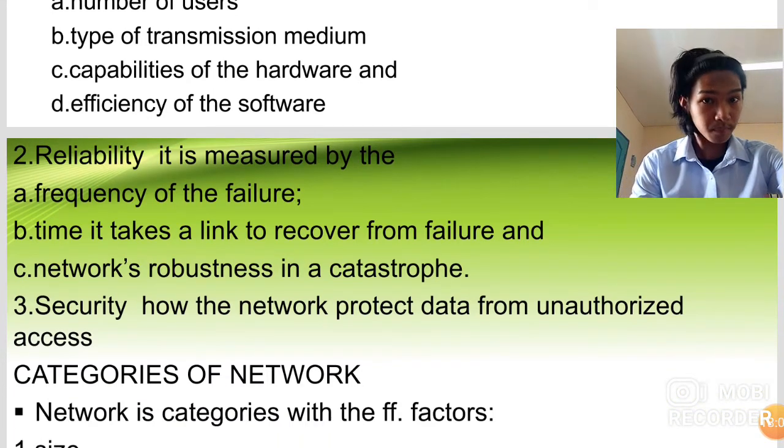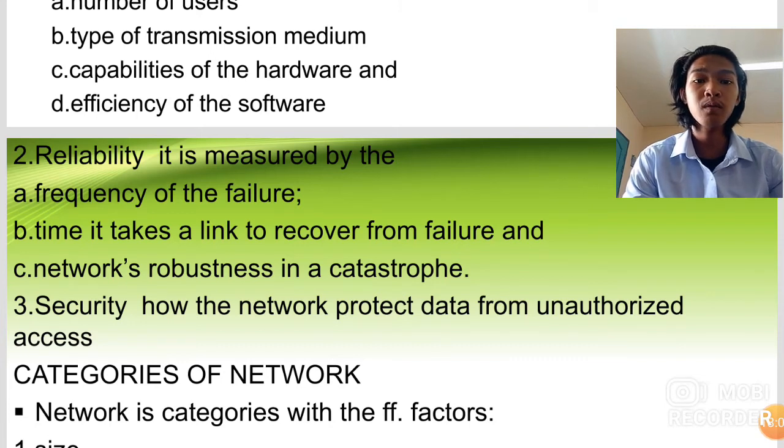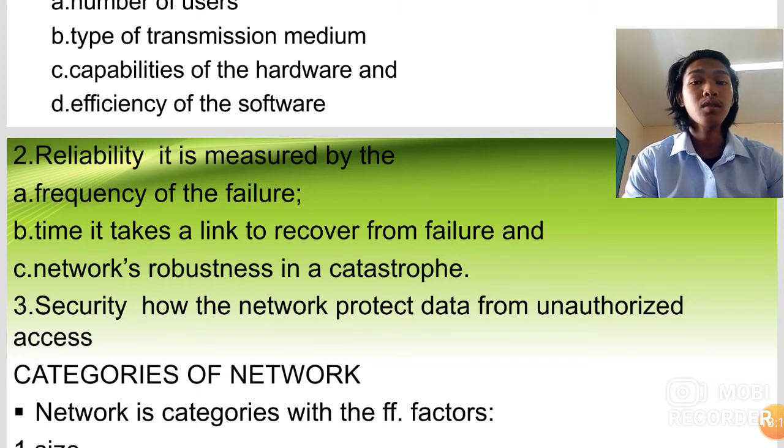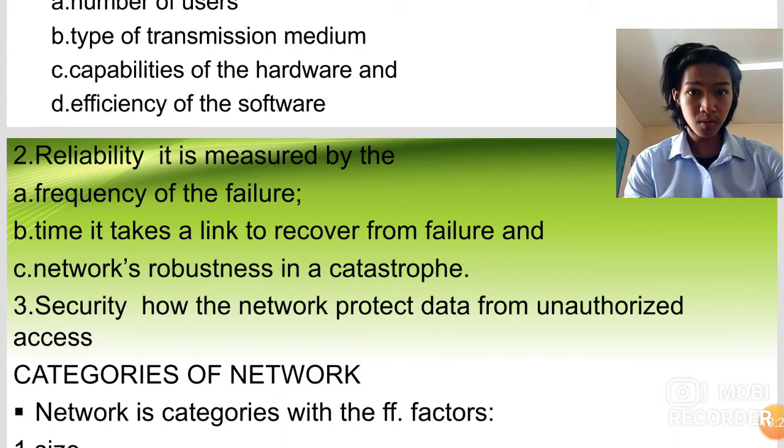Okay. Number 10 naman guys is security, how the network protect the data unauthorized access. Ito naman yung security na dapat na iyong ginagamit para ma-secure ang iyong data to access. Yung parang yung data mo, kailangan mo lagyan mo ng protection, ganun. Yung security code, ganun. Parang ganun.